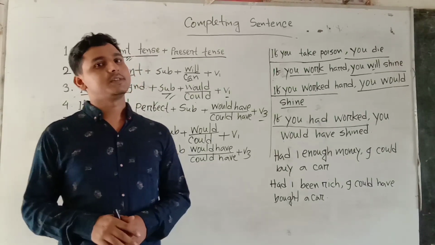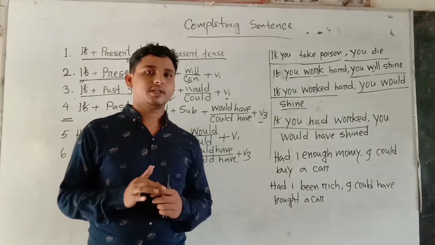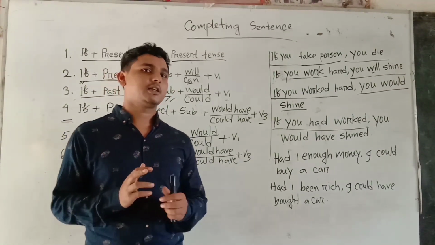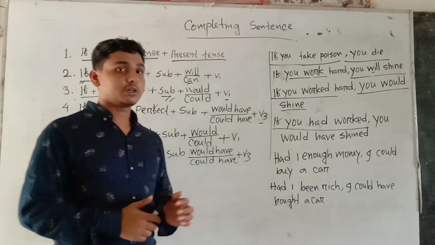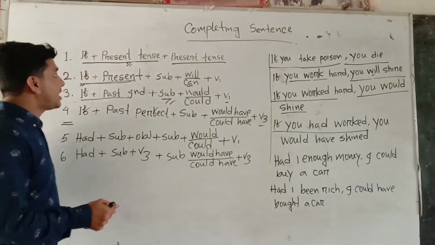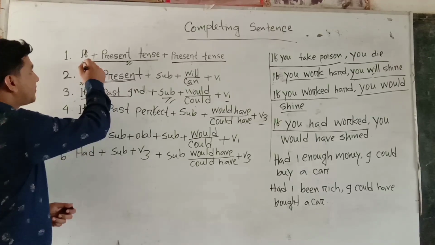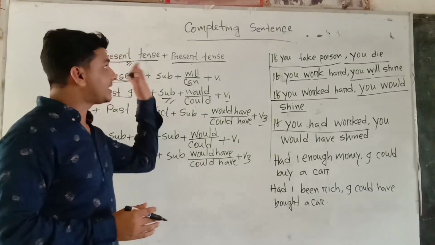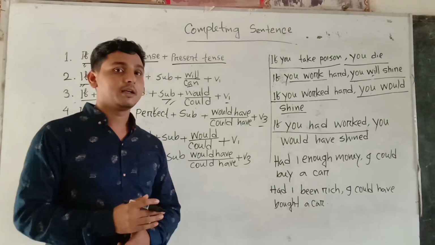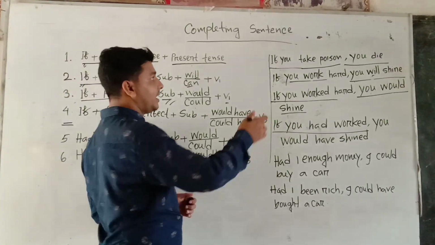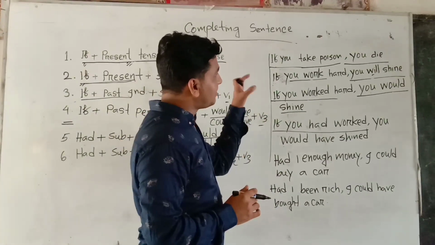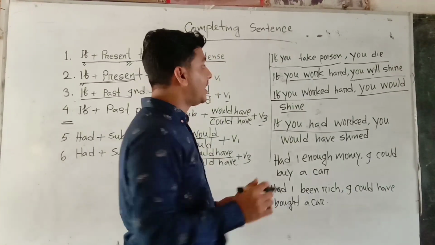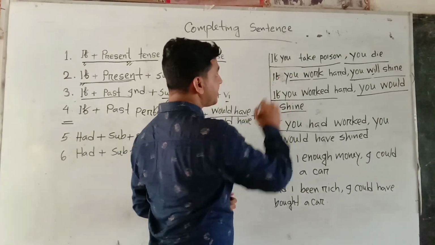Conditionals can be categorized into four types: zero conditional, first conditional, second conditional, and third conditional. First, I will talk about zero conditional. This type of conditional starts with an if clause, and the first clause, the if clause, will be in the present tense. The other part of the sentence will also be in the present tense. I'm going to show you an example: if you take poison, you die.